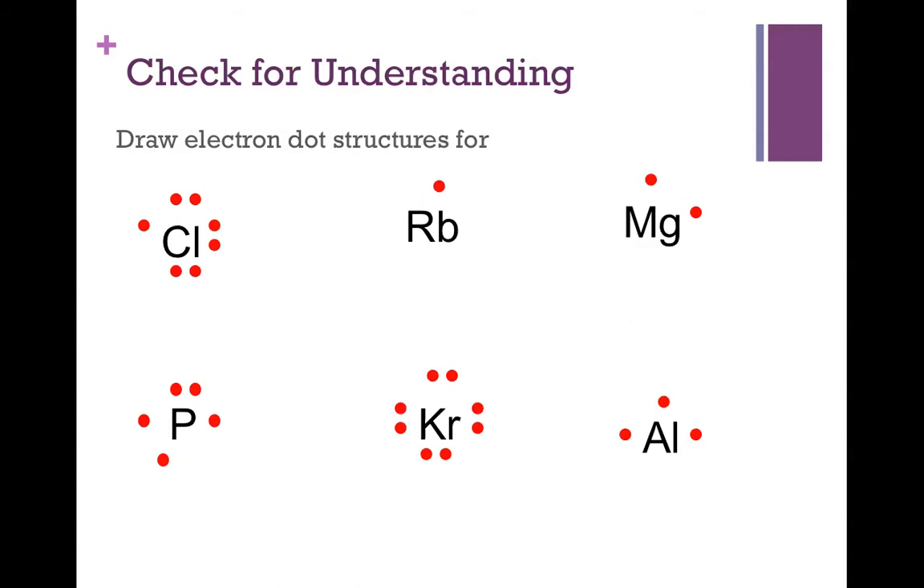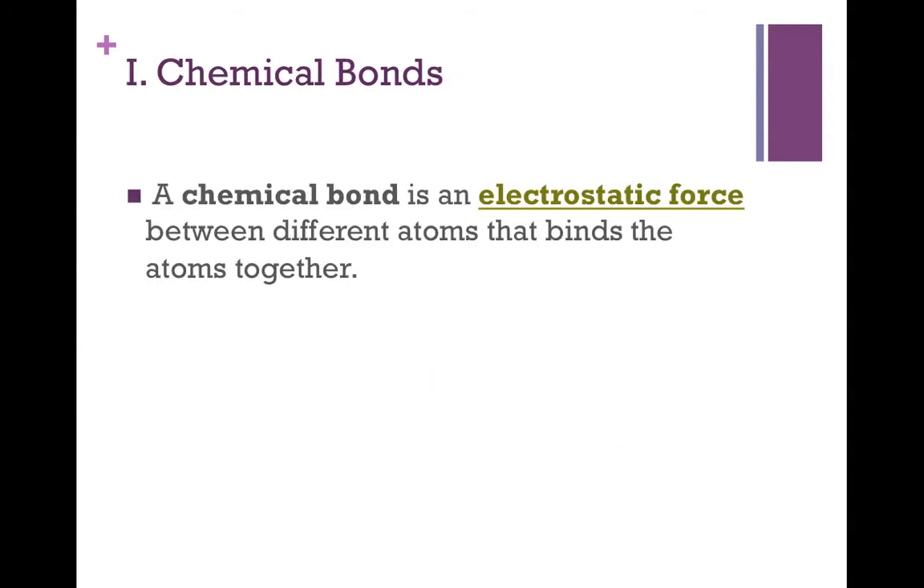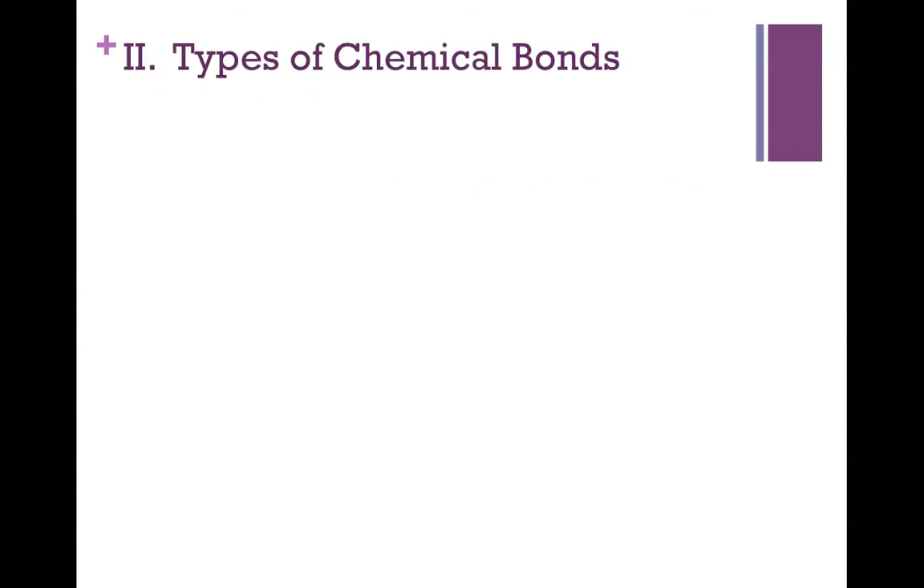Okay, so remember, if you can't do this, I'd better see you after school, because you must be able to do this to move on. So, the first word we're going to look at is called chemical bond. And a bond is simply an electrostatic force, which means a positive and negative attracting each other. And it's between different atoms, and they bind the atoms together. Yes, that's a typo. Should be bind. Okay, so a positive and a negative attracting two different atoms, that's all a bond is.